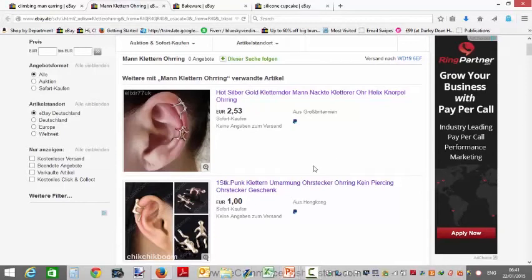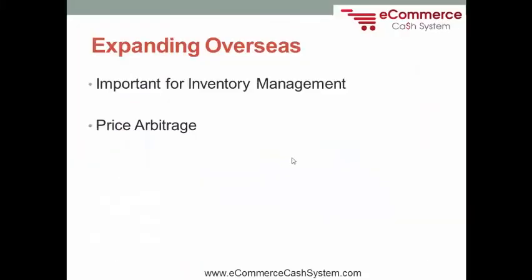So granted, it's selling from Hong Kong. However, you can see the sort of price differentiation. And there will be thousands of examples like this. But really, there are two things that you would need to consider.